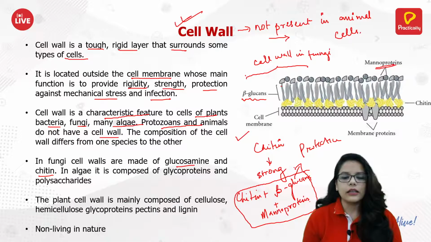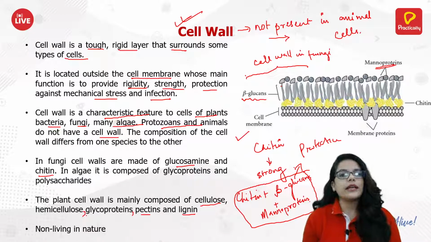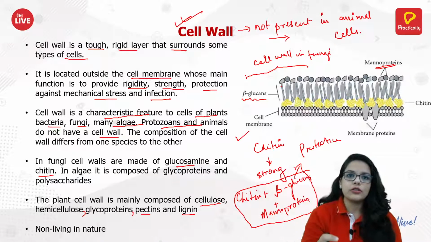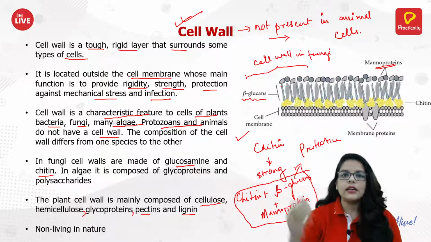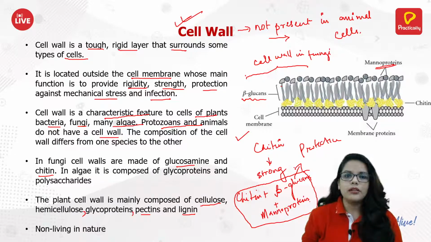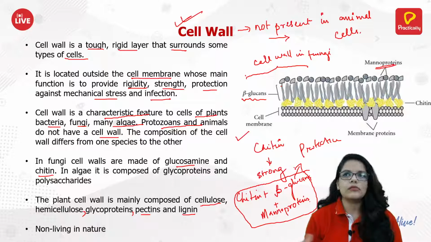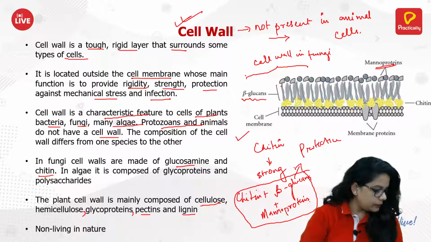In plant cells, the cell wall is composed of cellulose, hemicellulose, glycoproteins, pectins, and lignin. There are different kinds of things because the plant cell wall can be divided into different structures: primary, secondary, middle lamella, and each of them is different. Cell walls are basically non-living in nature. They are not living cells, they are dead cells.